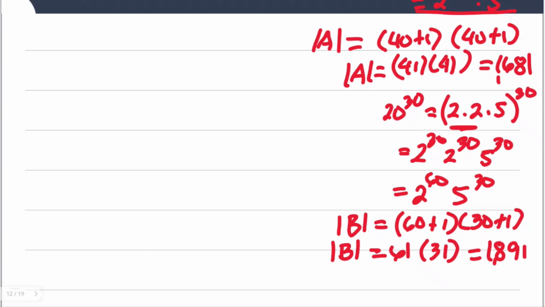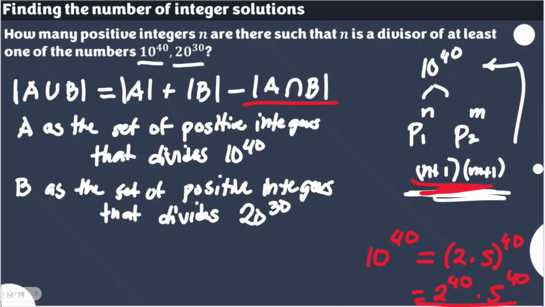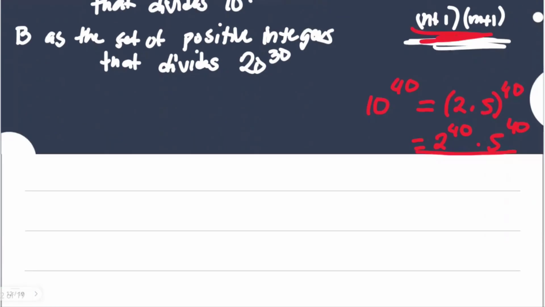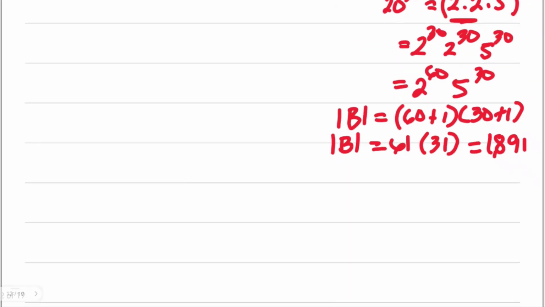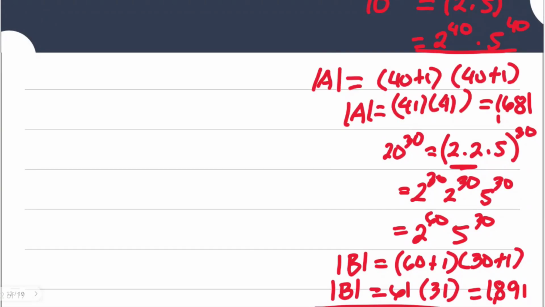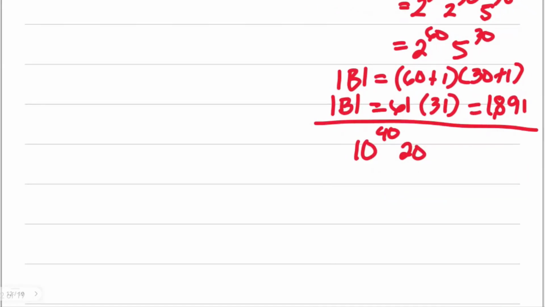So now that we know both of them, the next item here is, how about their intersection? Because we will be using their intersection. So how do we know the intersection? The intersection is actually when we try to multiply them, right? So multiply, so for example, 10 to the power of 40 times 20 to the power of 30. This is for the intersection. But then this is very large. How would we identify the number of divisors for these very large items, for we don't know the actual results?